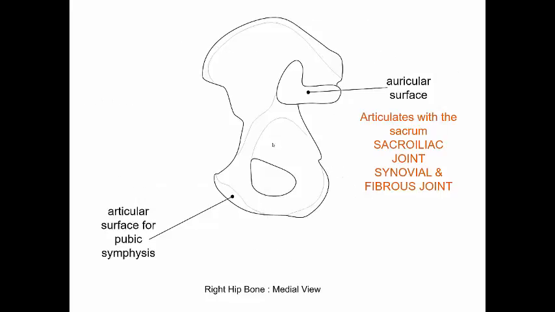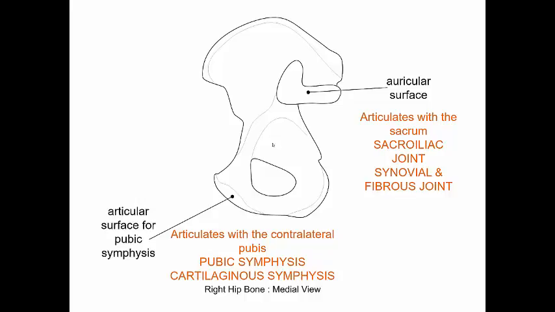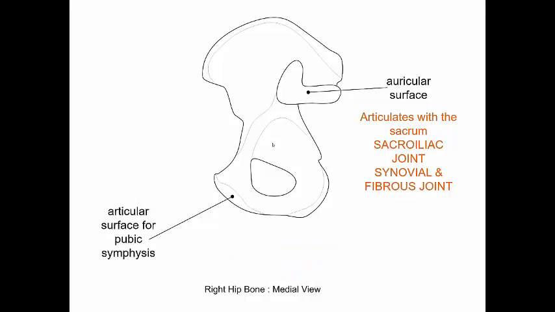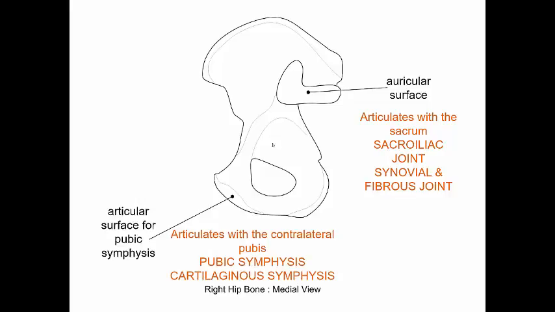So we have two articular surfaces on the medial view: the auricular surface for the articulation with the sacrum to form the sacroiliac joint. This is an interesting joint because it has an anterior synovial portion and a posterior fibrous portion. And anteriorly, between the left and right pubic parts of the hip bone, we have the pubic symphysis, which is classified as a cartilaginous symphysis.